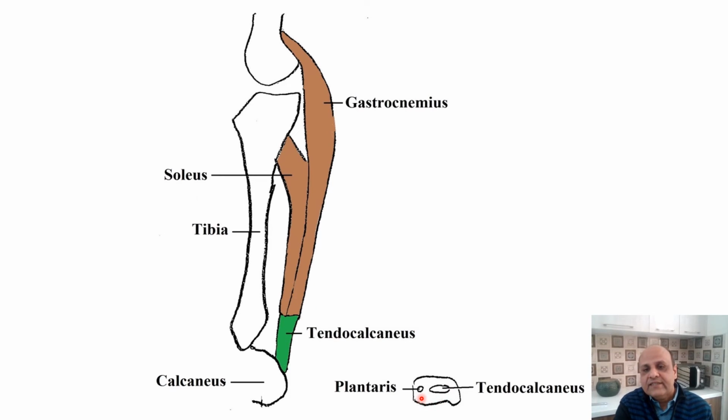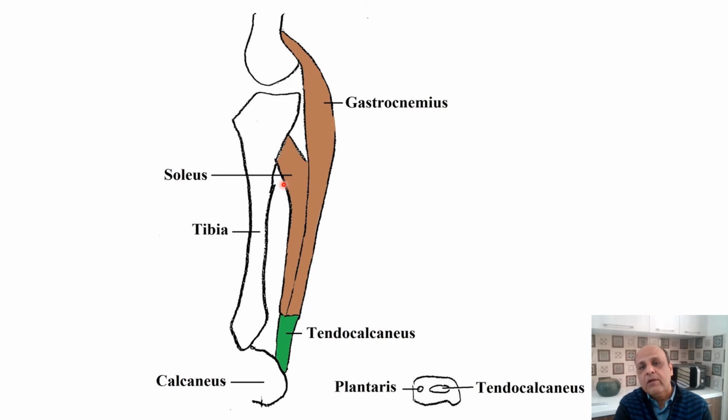and Plantaris is getting inserted on the medial aspect. And when the four muscles are considered together, Gastrocnemius, Soleus and Plantaris, we use the term quadriceps surae. Now these muscles are getting inserted via the tendocalcaneus as shown in the figure.